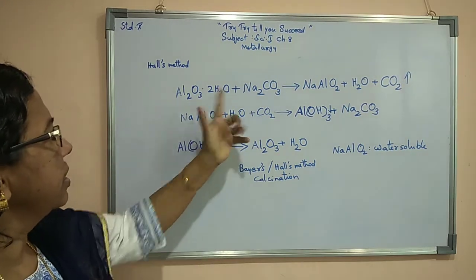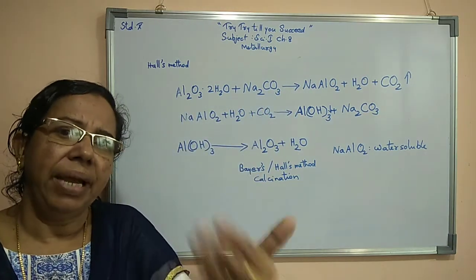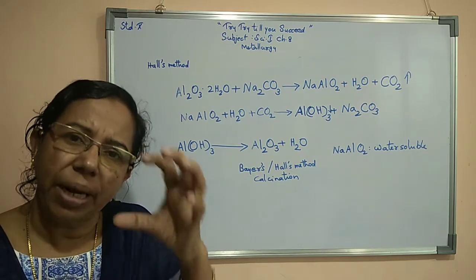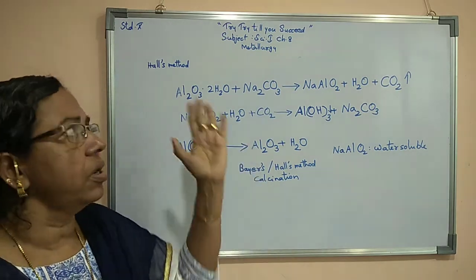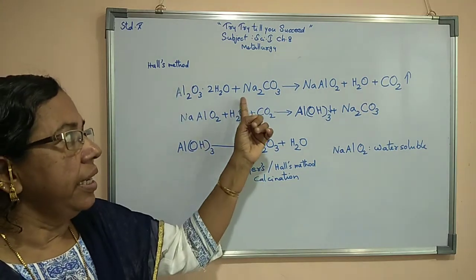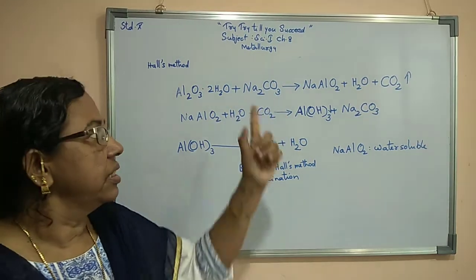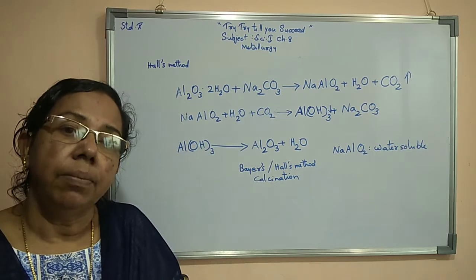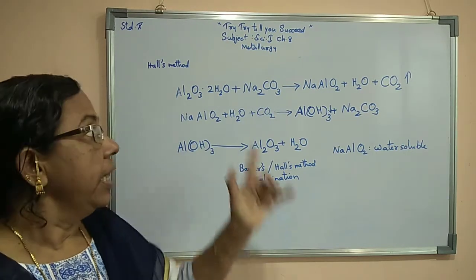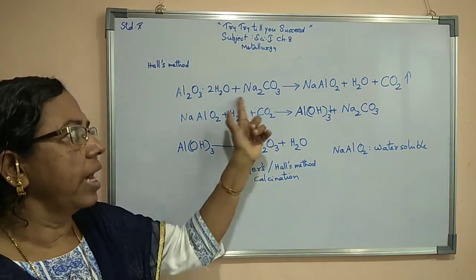Now we will see Hol's method. Here only the chemical reaction is shown. The process is the same as Bayer's process, with only one difference: sodium carbonate. In Hol's method, sodium carbonate is used for the leaching process, but in Bayer's process, sodium hydroxide is used for leaching. Then the bauxite ore reacts with the sodium carbonate.